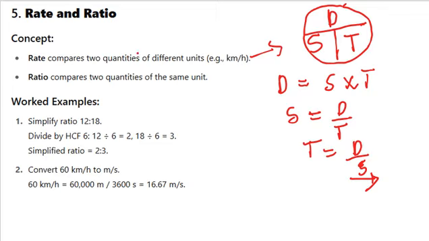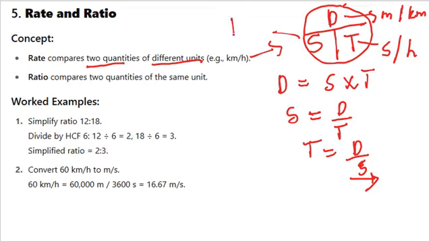Then we have another concept to discuss, which is a ratio. A ratio compares two quantities of the same unit. So what's the difference? A rate compares quantities of different units. Time could be in seconds or hours, distance could be meters or kilometers, and speed could be kilometers per hour or meters per second. So these are different units.